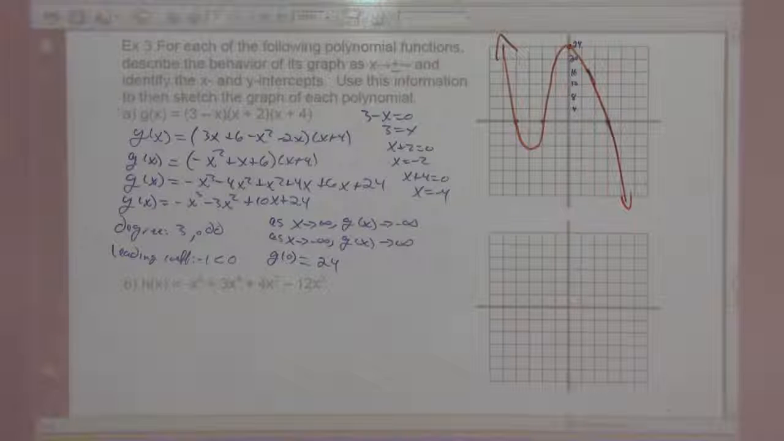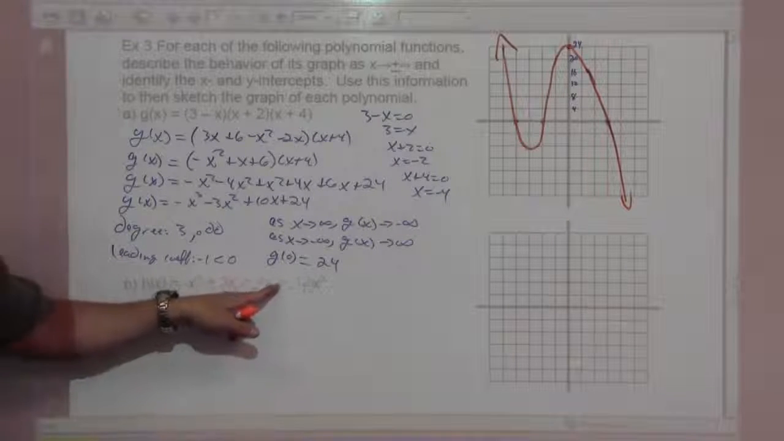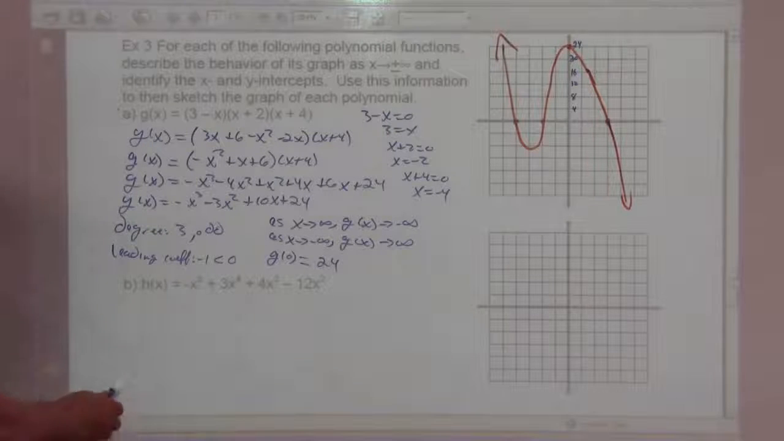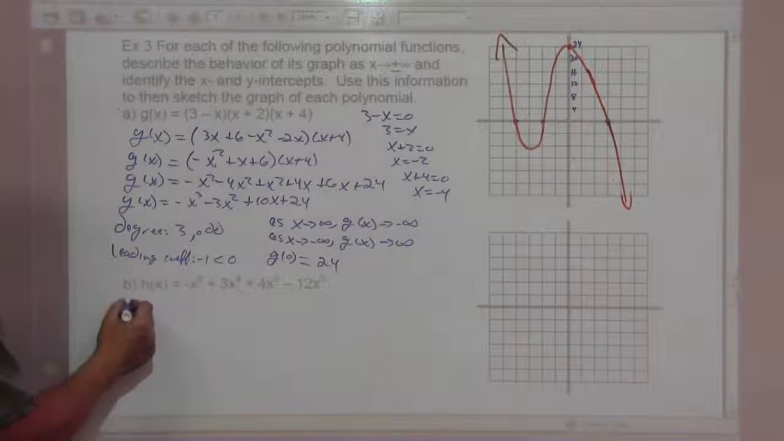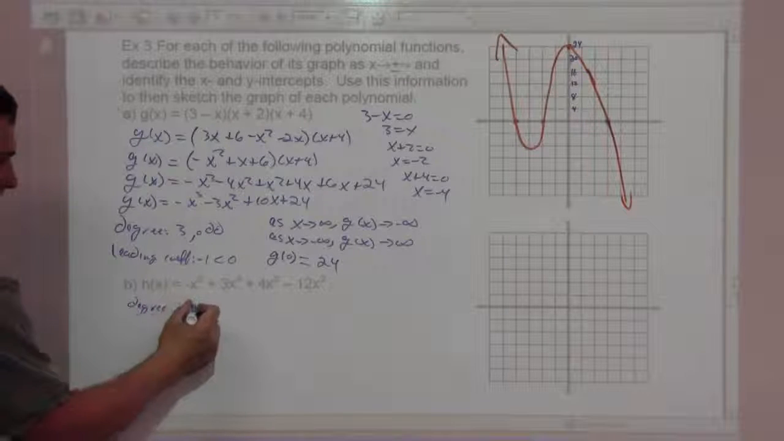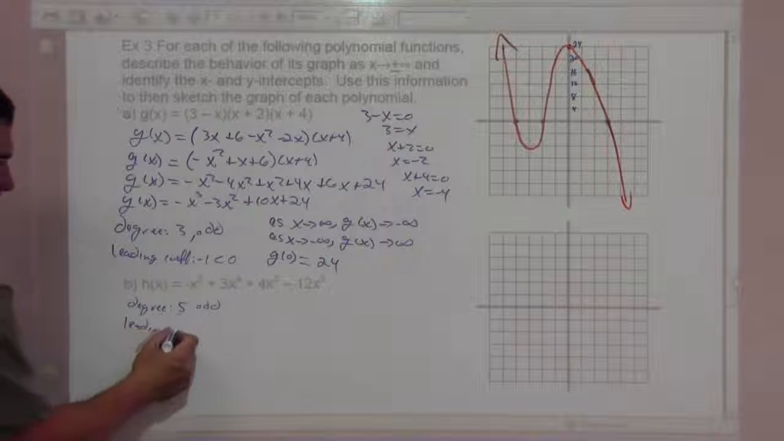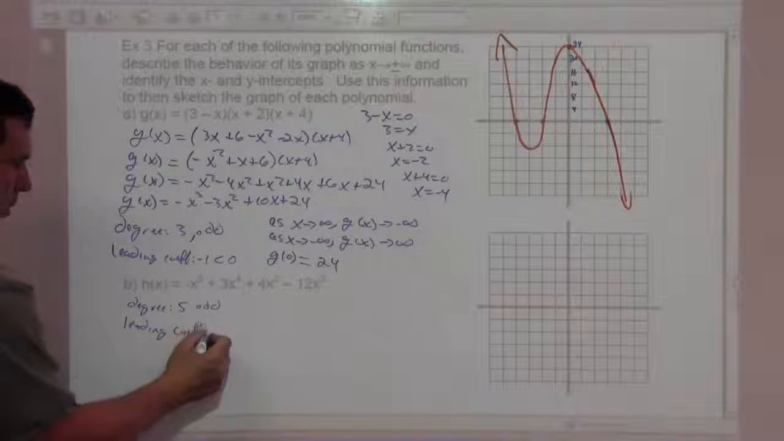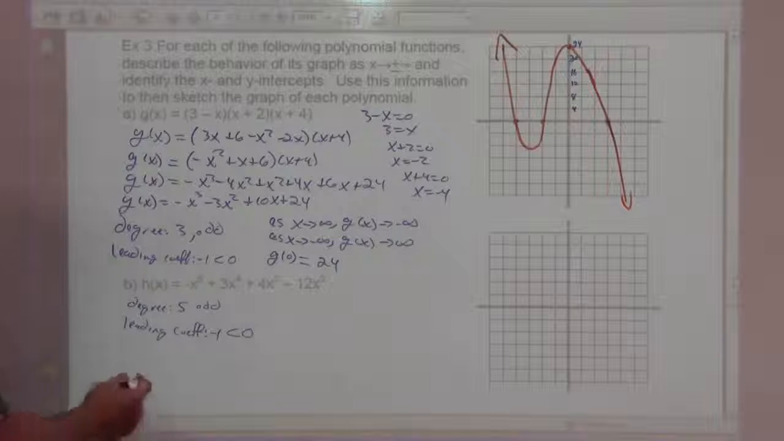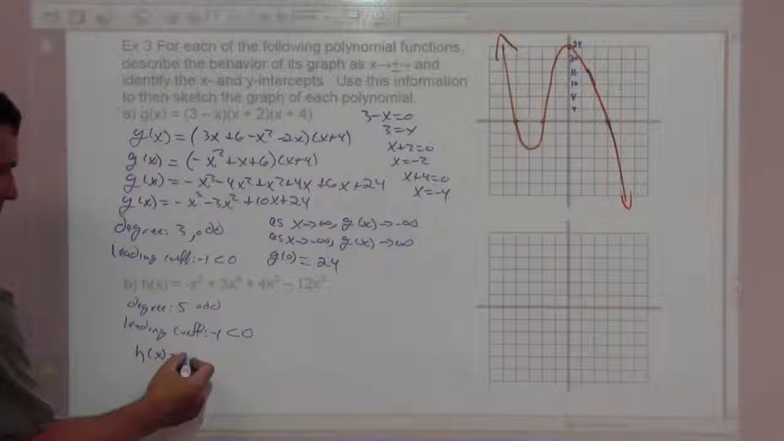Now for the next one, h of x equals negative x to the fifth plus 3x to the fourth plus 4x cubed minus 12x squared. Okay, so in this case, our degree is 5, which is odd, and our leading coefficient is negative 1 again. That's negative.